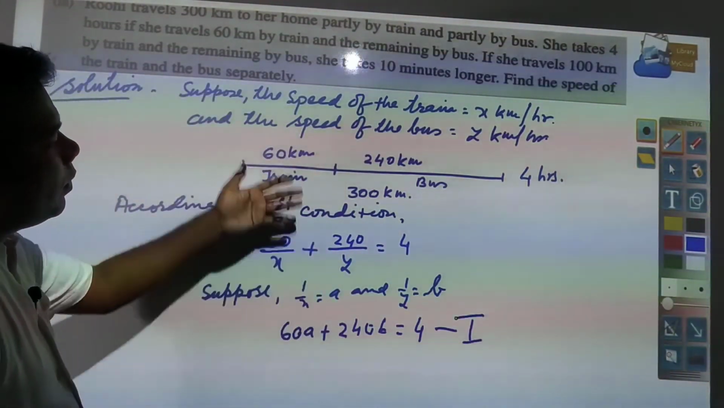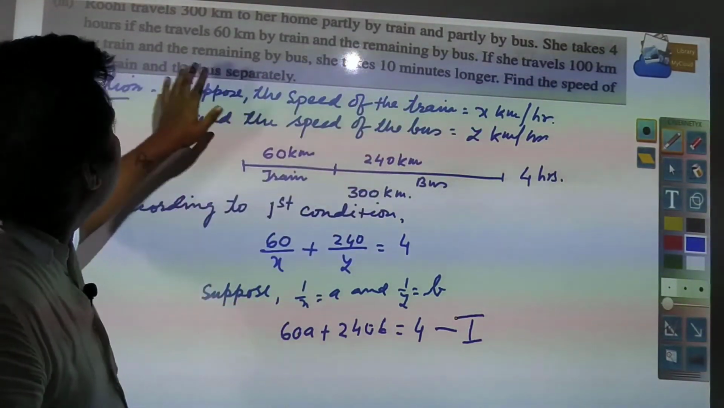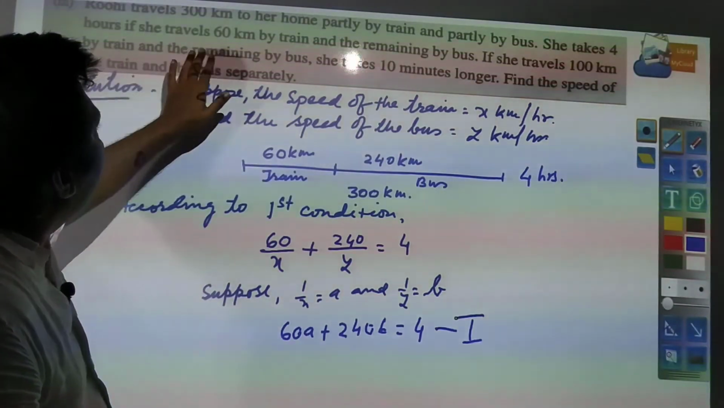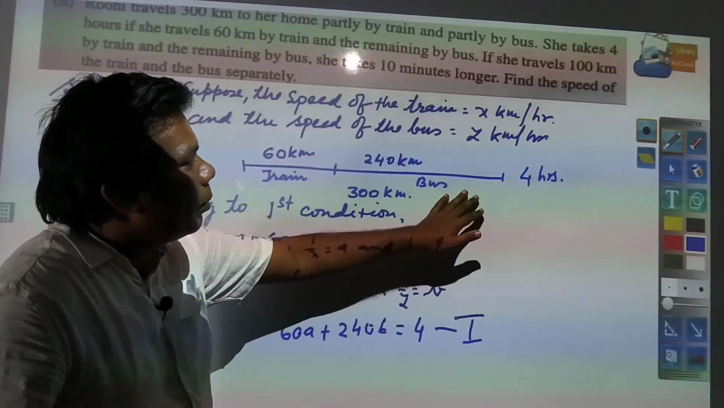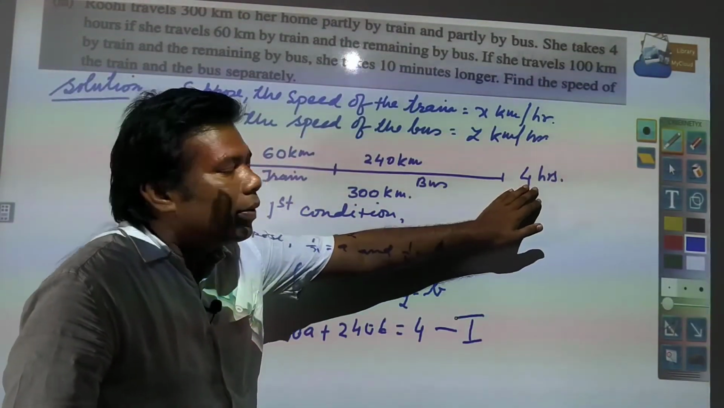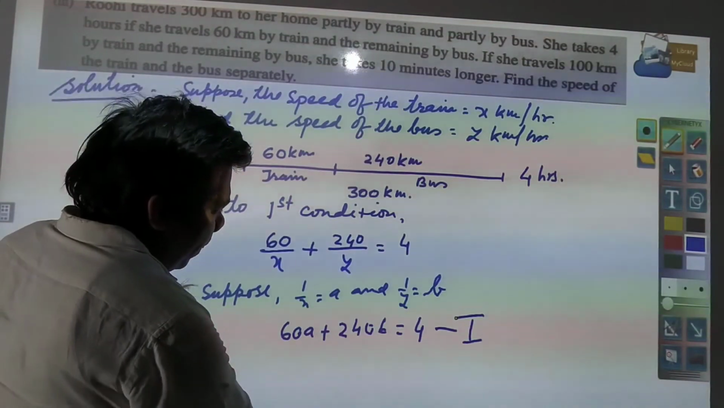In the same way we will find out the second equation, and for that what we have, if she travels 100 km by train and the remaining by bus, she takes 10 minutes longer. 10 minutes longer means 4 hours and 10 minutes. So how we will do? Just you see.